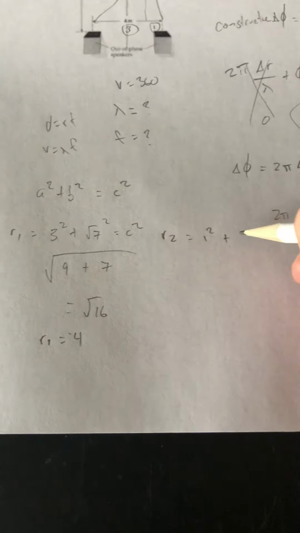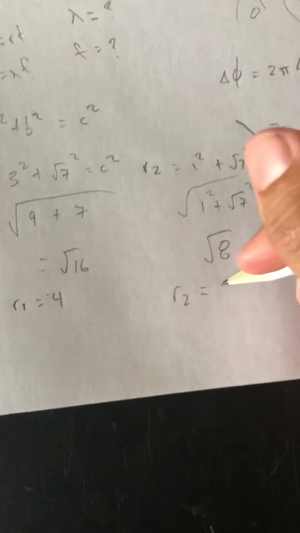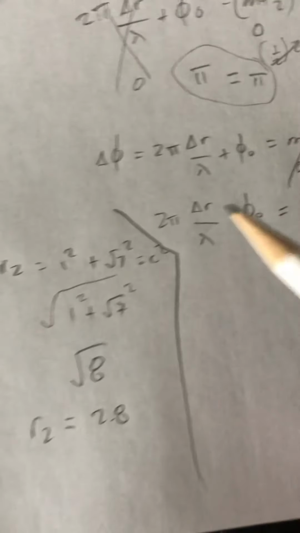So what we do here is 1 plus square root of 7, all of that under that, and that will equal square root of 8. R2 equals square root of 8, which equals 2.8. So we're looking for delta R. So 4 minus 2.8 equals 1.2 meters apart. So let's plug that back in.